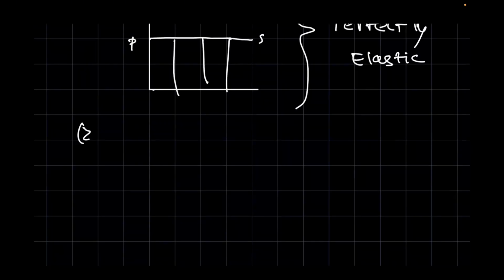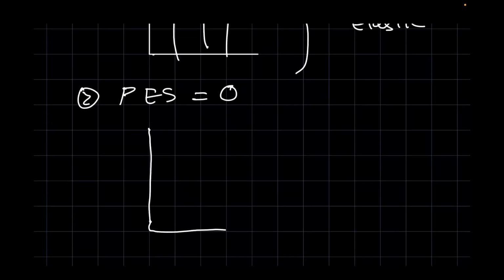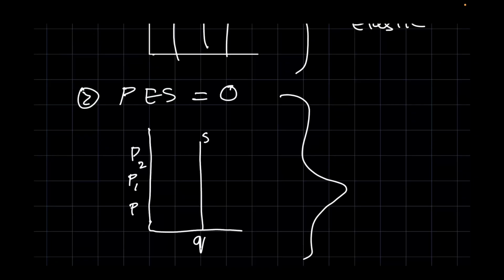The second type is when PES equals 0. Now this can be depicted with this diagram. This is when you have a vertical supply curve. Essentially, the quantity remains the same, but there could be multiple changes in prices. So there is relatively very little change in quantity supplied in relation to the change in price. Now, this is called perfectly inelastic supply.